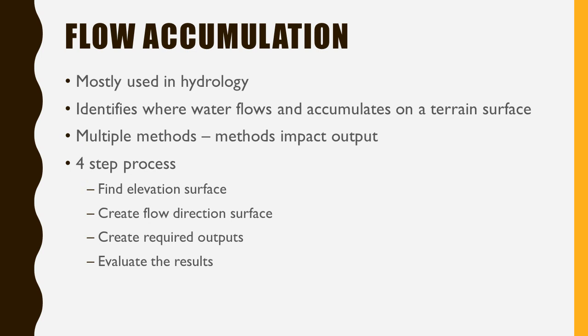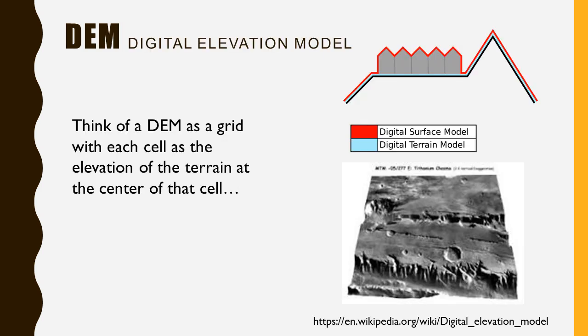I want to talk a little bit more about flow accumulation. This is mostly used in hydrology. This is how we identify where water flows and accumulates on a terrain surface. There are lots of methods, and each method impacts the output. In general, it's a four-step process. You find an elevation surface that you're going to work with. You create flow direction by identifying areas that are up and down slope of a given location. And then you're going to create specific required outputs based on those to calculate the hydrology that you're interested in, and then ultimately evaluate the results.